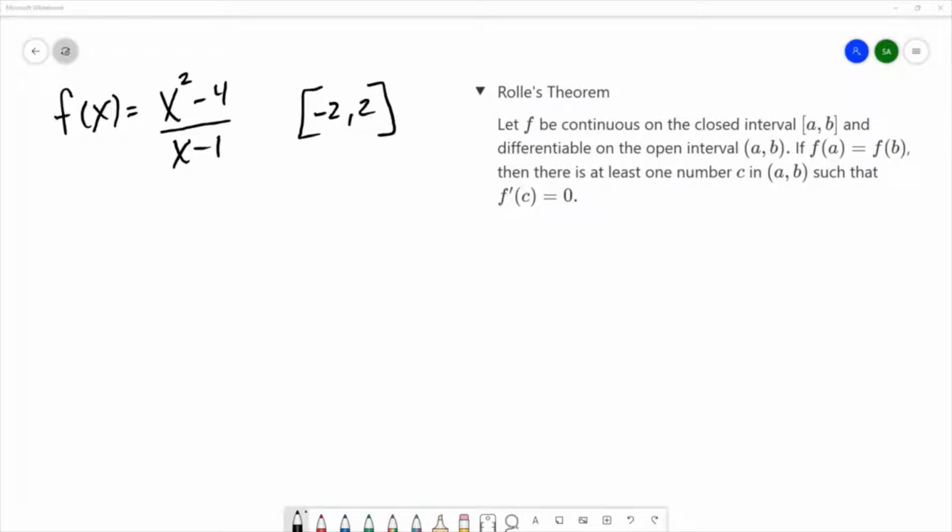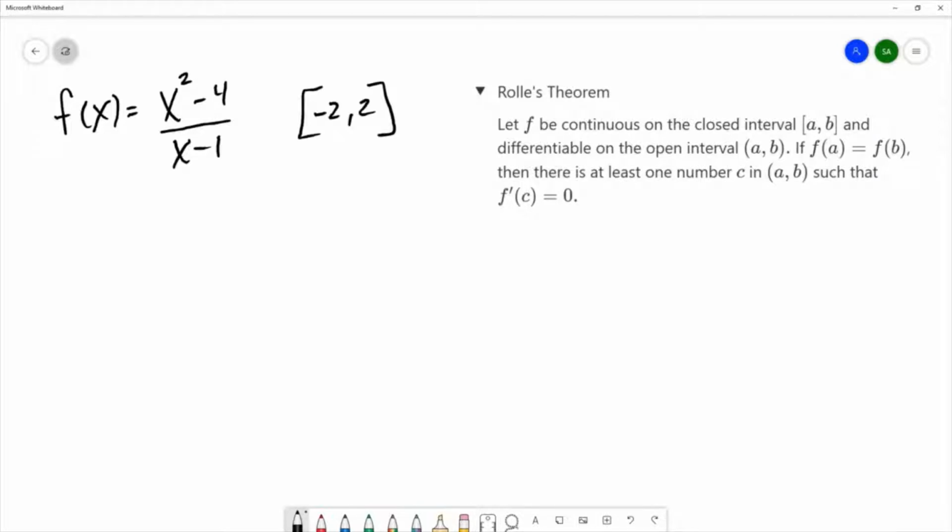So I wrote over here the statement of Rolle's theorem so that we could look at the conditions and the results. Rolle's theorem says, let f be continuous on the closed interval AB and differentiable on the open interval AB. If f of A is equal to f of B, then there is at least one number C in AB such that the derivative equals 0, f prime at C equals 0.